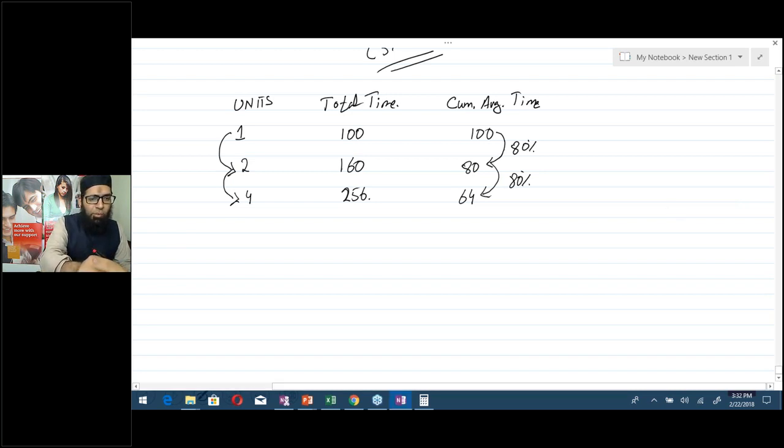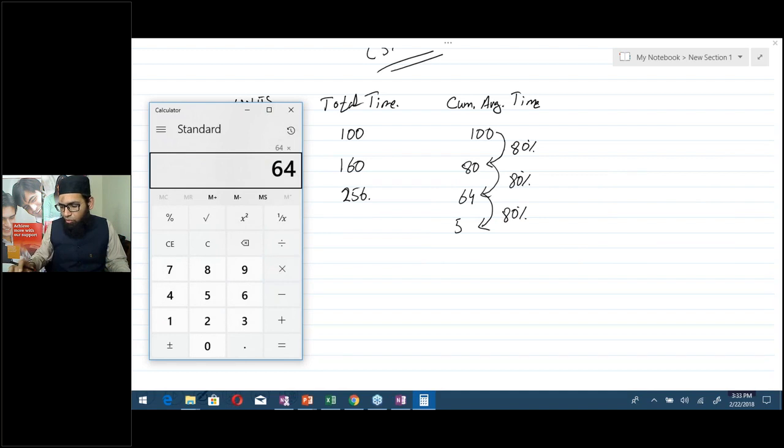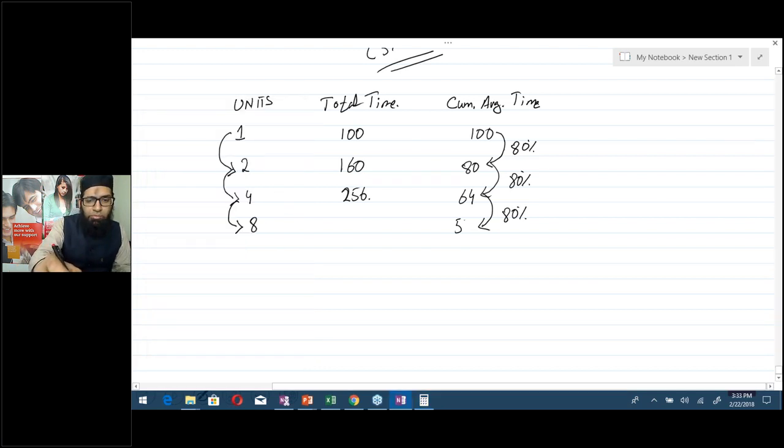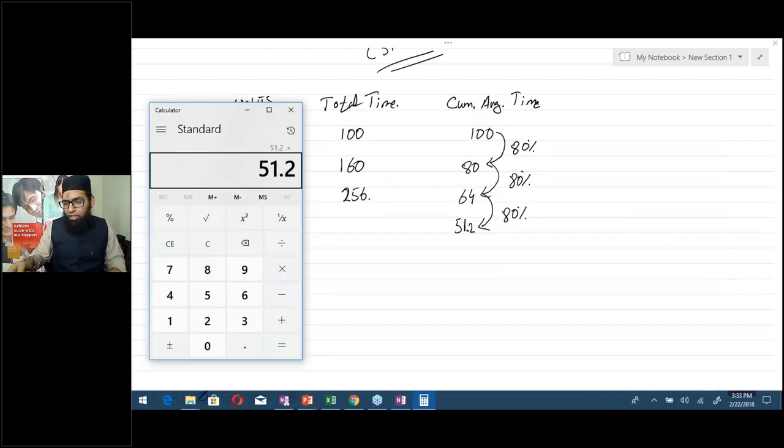Then once again, if the cumulative output doubles, so the double of 4 will be 8. It will then further reduce to 80%, and that will be 64 into 80%, which is 51.2. That means a total of 8 units will be produced at 409.6.